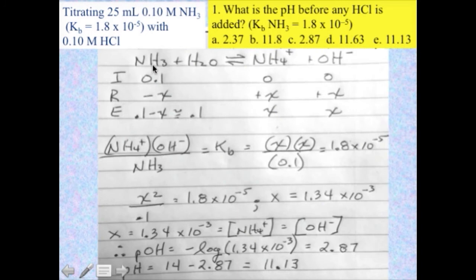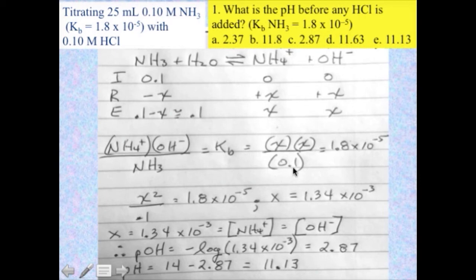All right, so here we are. Here's ammonia plus water yields ammonium ion plus hydroxide ion. Initially we have 0.1 molar of ammonia, and before any ionization we have no ammonium ion nor hydroxide. So of the ammonia, minus X molar ionizes to form X molar of ammonium and X molar of hydroxide. We make the approximation that 0.1 minus X is just about equal to 0.1 because the Kb is such a small number.